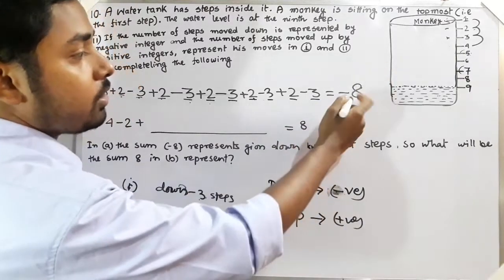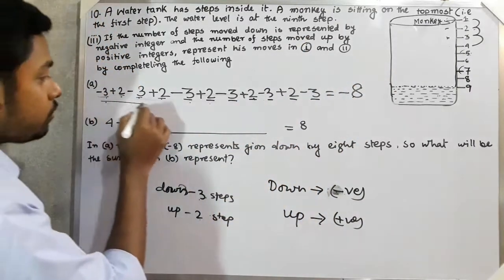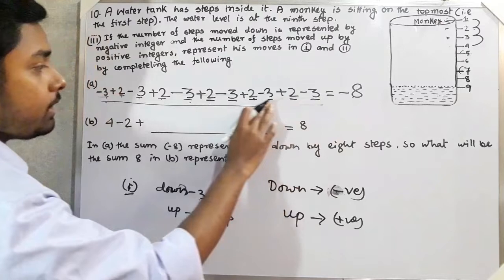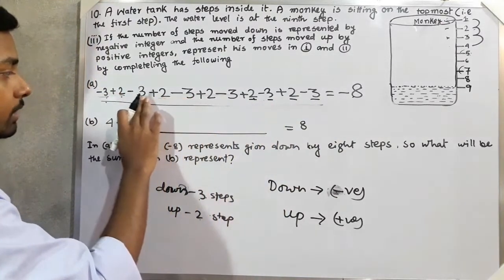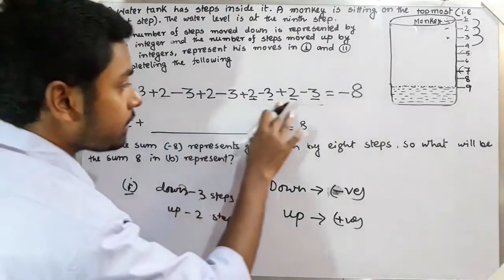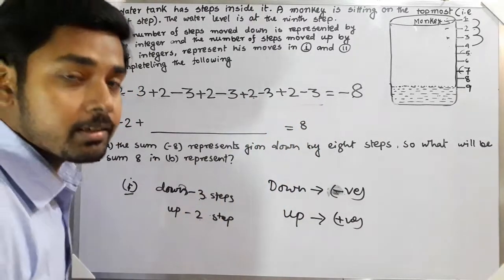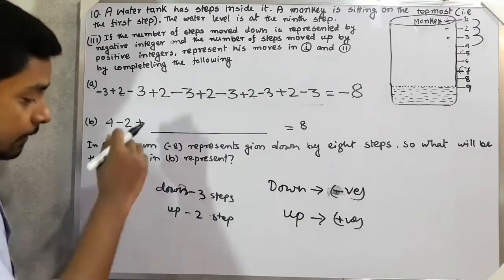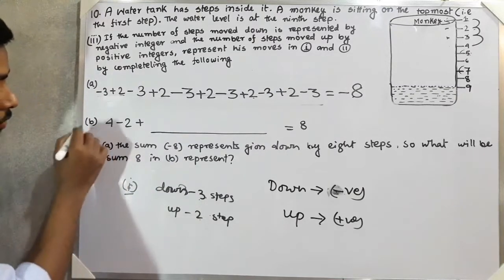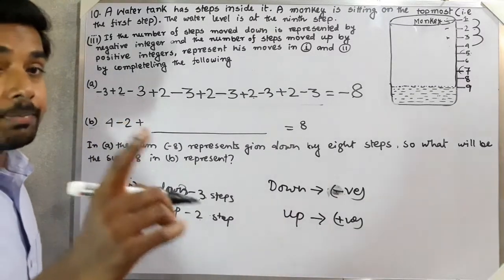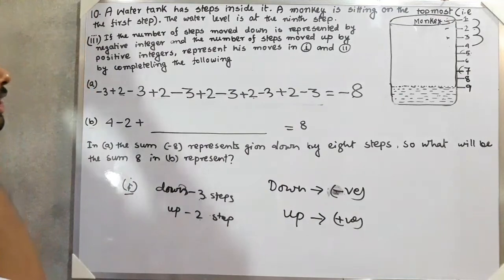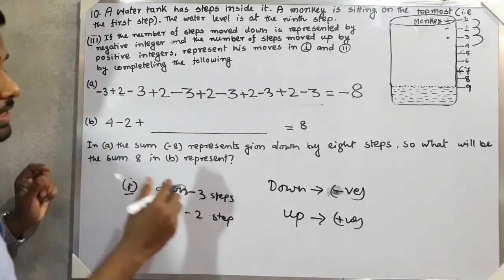Then he has got minus 8. Now you check it: if you add all these numbers, will you get minus 8 or not? Do check it. Okay, now we will talk about question number B. What have we done? In question number B, we have done 4 steps.